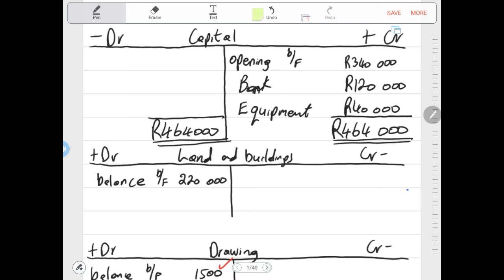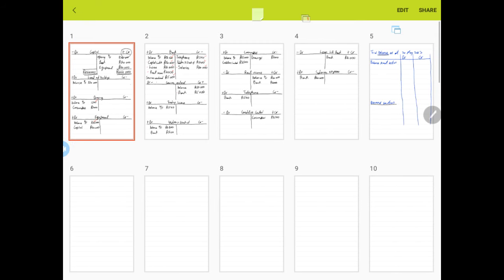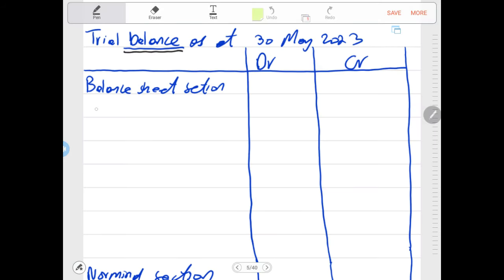You must always ask yourself, which side does capital increase? Capital increases on the credit side. So in the trial balance, you write capital and you record it on the credit side. You say capital. Then on the debit side, you don't write anything. Remember, this is the debit side of the trial balance. Then on the credit side, you write 464,000 rands. And you already have your tick.